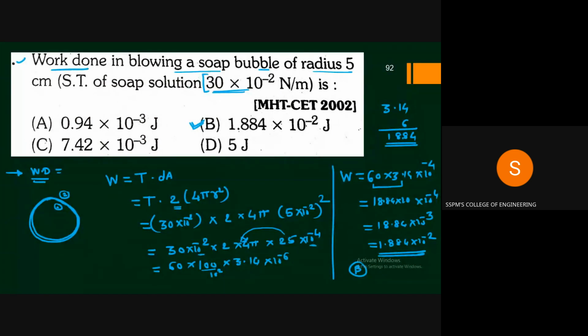So to solve the problem on the soap bubble, the basic equation that you should know is about the work done or the surface energy, W is equal to T into dA. Next, we should know the formula of the surface area of the soap bubble. So always remember, for a soap bubble, it has two surfaces, so just multiply by 2. For a sphere, the surface area is 4 pi r square.